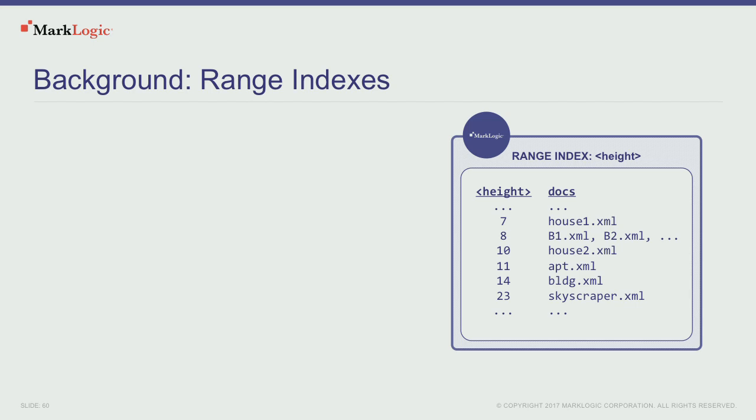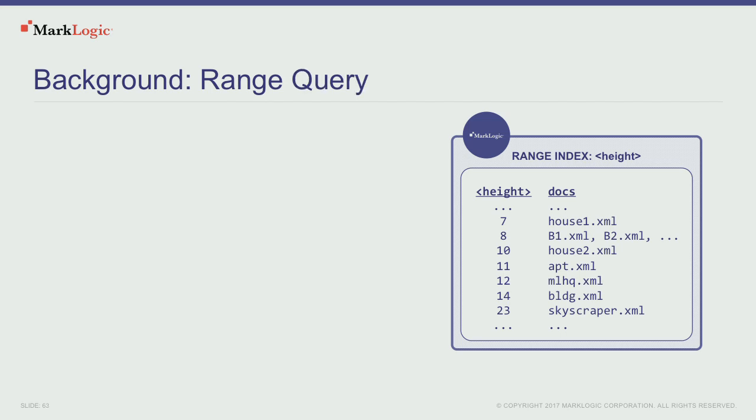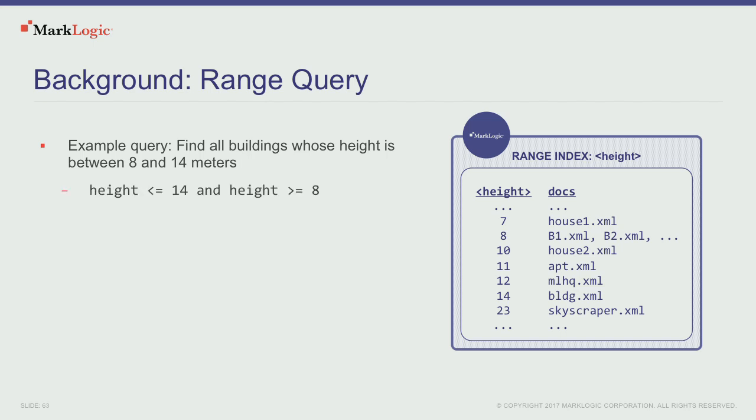then you would end up with something like this. So this would essentially be a list of documents, but it's sorted by the height. So when this document is ingested, if you had that range index configured, then the document would be inserted in the appropriate place in the list. When it comes time to query, so for example, here's a sample range query, find all buildings whose height is between 8 and 14 meters, this query can be resolved very quickly because all of those documents are together in the index. So we just grab all of those documents and return them as the result.